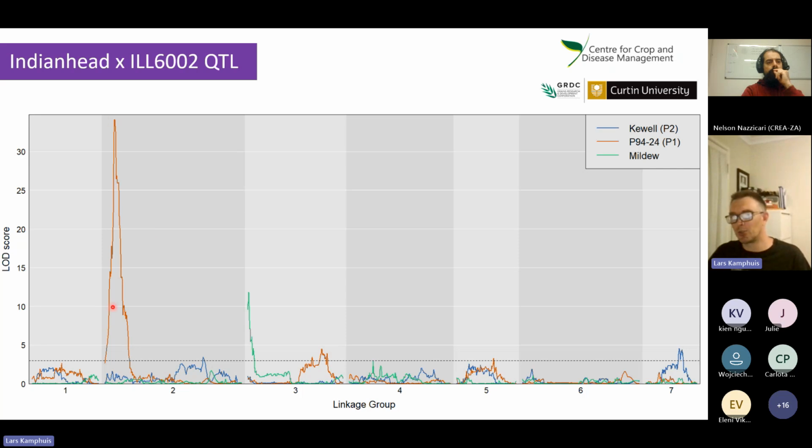And in this case, we see a strong locus with a LOD score of greater than 30 on the short arm of chromosome 2 for pathotype 1. And we see 2 other minor loci on chromosomes 3 and 5. And for pathotype 2, we see 2 minor loci on 2 and 7. Whilst we were bulking up this population in one of our hoop houses, we also had a powdery mildew outbreak, and we scored the population for mildew as well and identified a strong locus on the short arm of chromosome 3 for powdery mildew resistance. So that was a nice little bonus.